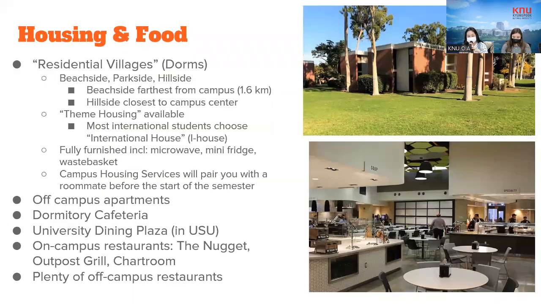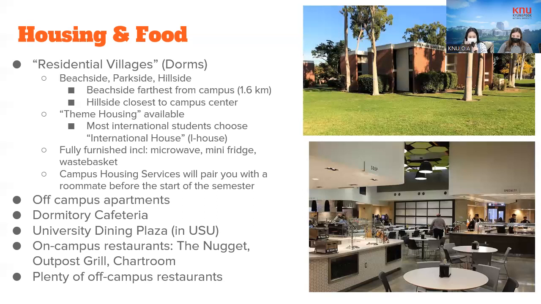And next, I just would like to talk about housing and food. So we have three dorms on campus and they're called residential villages. They're called Beachside, Parkside, and Hillside. Beachside is the farthest from campus, whereas Hillside is considered closest to the campus center. And on top of that, there's also certain theme housing available. And so most international students choose International House, or other students call it iHouse. And so if you want to stay in the dorms, I highly recommend that you apply for iHouse because, like I mentioned earlier, it's just a really easy way to meet other international students.